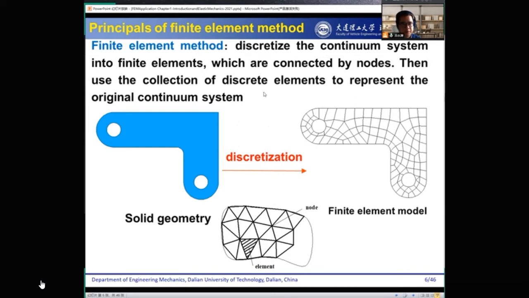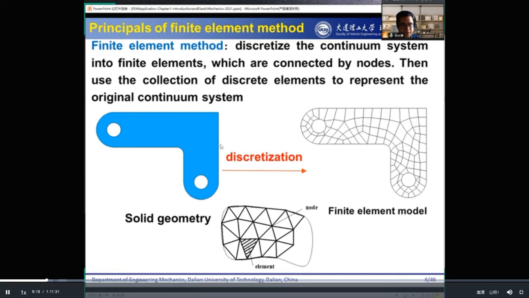So what is the finite element method, and why is it used a lot? The finite element method is a numeric method. Let's have a look at the example here. We have an object. This is a solid object. So the finite element method is to solve these problems.